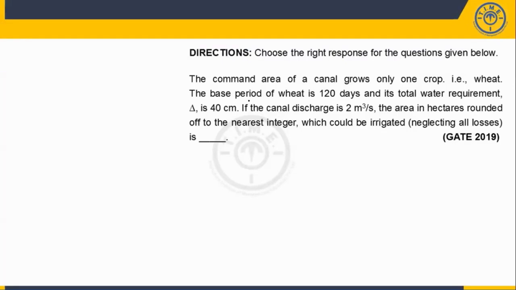First find duty, then from duty find area. We know delta equals 8.64 B by D, where D is the duty. First find duty, after that find area, because we know Q equals A by D, or D equals A by Q.